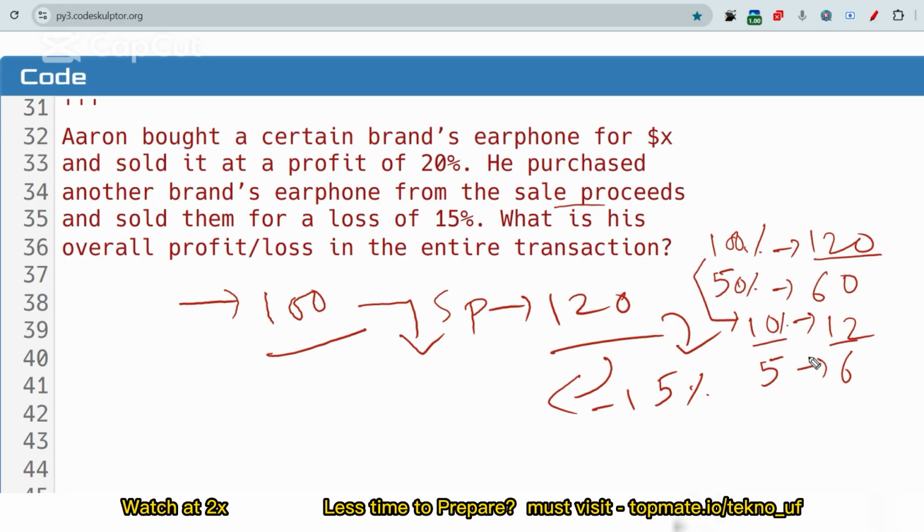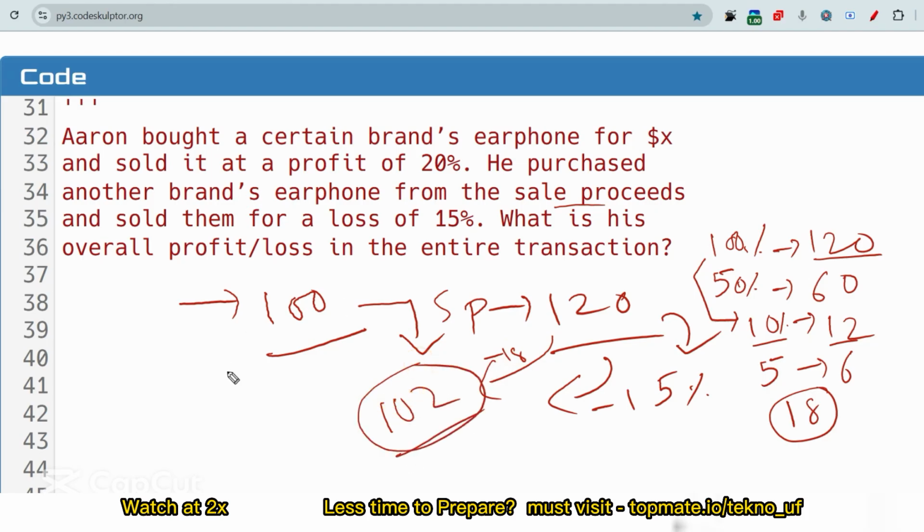So if we calculate 15% of 120, we have to add 10% and 5%. 10% is 12, 5% is 6, so 12 plus 6 is equal to 18. You have to deduct 18 from this value and you will get the desired answer, that is 102. So his cost price at first was 100 and now he is incurring a loss, still he has 102. So what is the profit? That is $2 is the profit, which is 2% of the cost price, right?